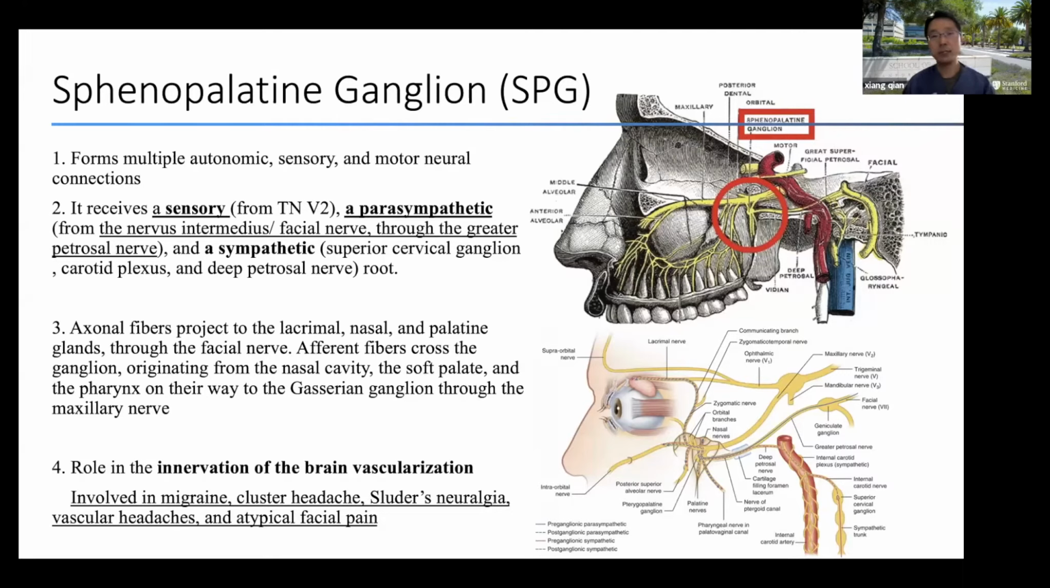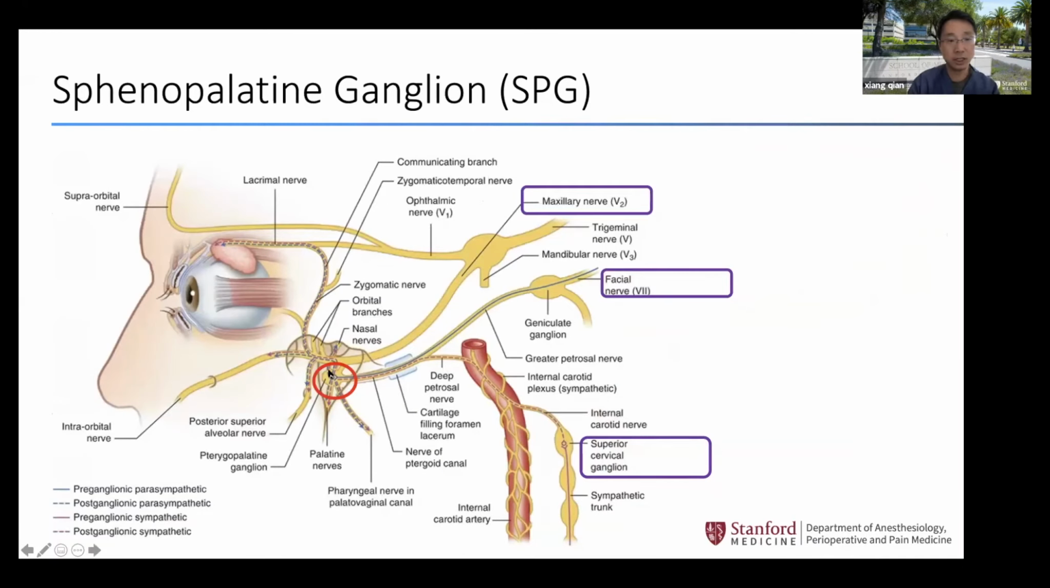One other thing I want to mention is that this ganglion is very, very closely involved in the innervation and vascularization of the brain. It is involved in migraine, cluster headache, Sluder's neuralgia, vascular headache, and atypical facial pain. So if you take a close look, this is where it is. And as you can see, it receives the sensory input from the maxillary V2 nerve and receives the parasympathetics from the facial nerve through the geniculate ganglion, and also receives the sympathetics from the superior cervical ganglion.